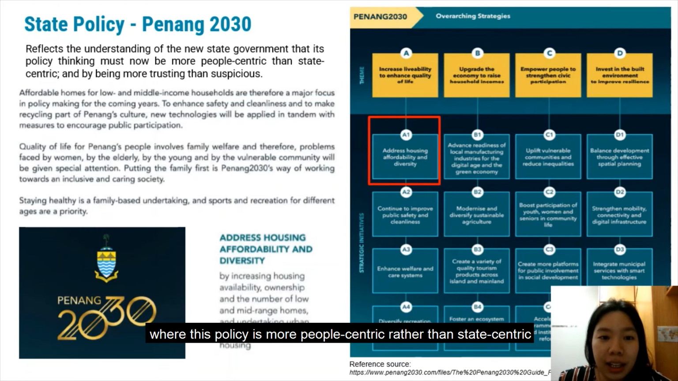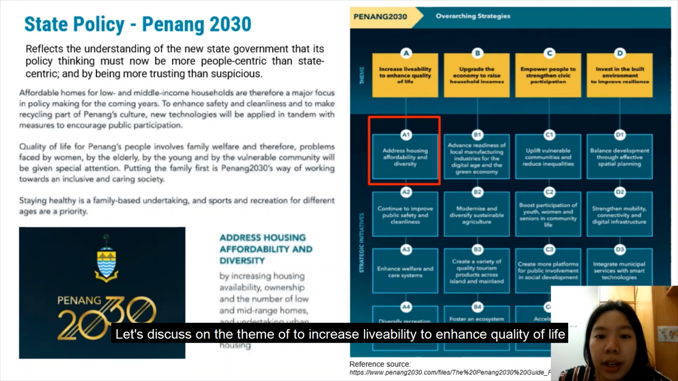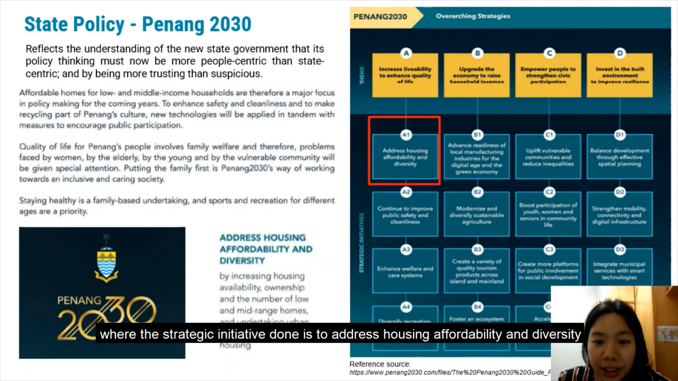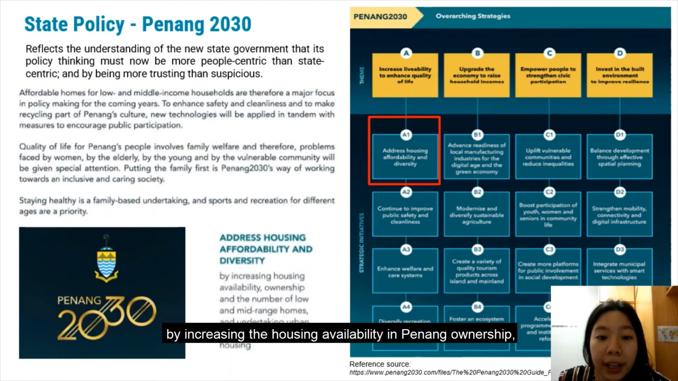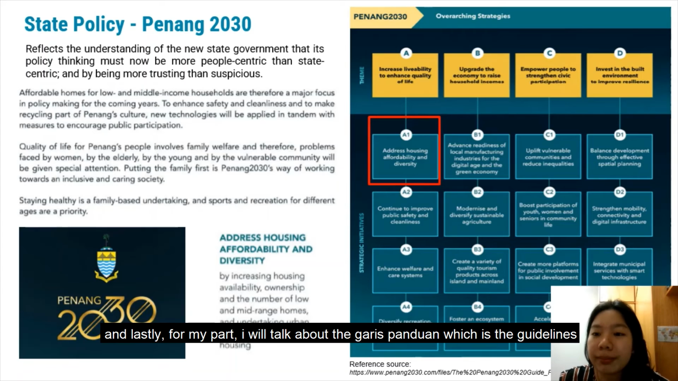Next, we will discuss the state policy done by Penang, which is Penang 2030, where this policy is more people-centric rather than state-centric and more trusting than suspicious. Let's discuss the theme of increasing livability to enhance quality of life, where the strategic initiative is to address housing affordability and diversity by increasing the housing availability in Penang, ownership, and the number of low and mid-range homes, and to undertake urban renewal of those low-cost housing which is in poor condition.